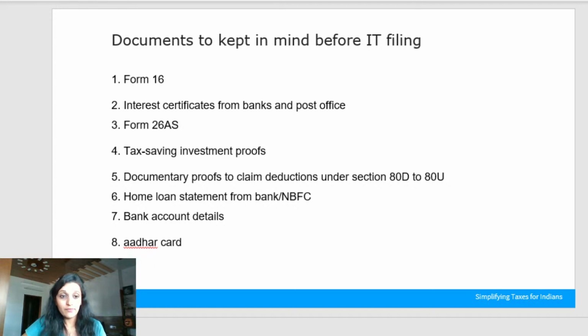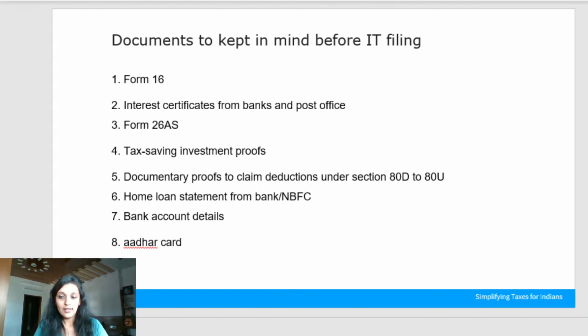Then whatever tax saving investment proofs you have, 80C, 80D, then 80CCC, 80CCD(1B), all those investment proofs you have to keep with you. And yes, in case you have forgotten to submit some documents to your employer, are you in doubt whether you can claim at the time of income tax filing also? So yes, if you have not given it to your employer, then you can include that data by yourself at the time of your filing. But that data should be genuine.